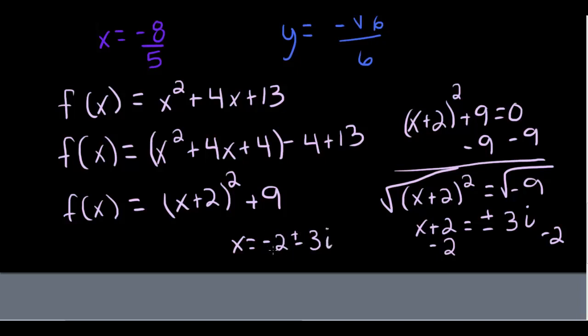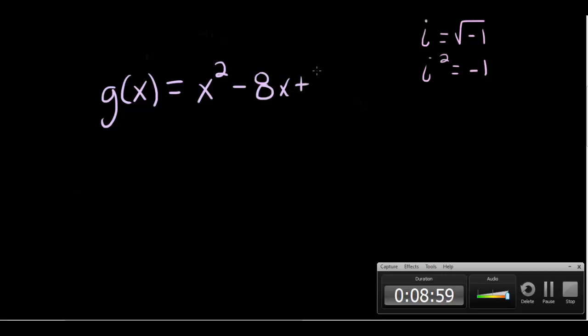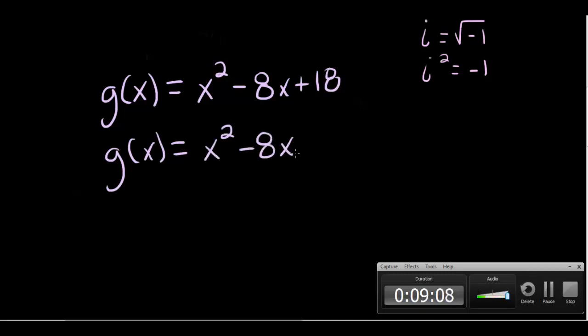We need another example for completing the square, and we're almost done with this video. So let me just delete this. Okay, so another example will be g of x equals x squared minus 8x plus 18. So we're going to complete the square, so it is g of x equals x squared minus 8x. To complete the square, it is b over 2 squared. So negative 8 over 2 is negative 4. Negative 4 squared is 16. And if I'm adding 16, I have to subtract 16 and then plus 18.